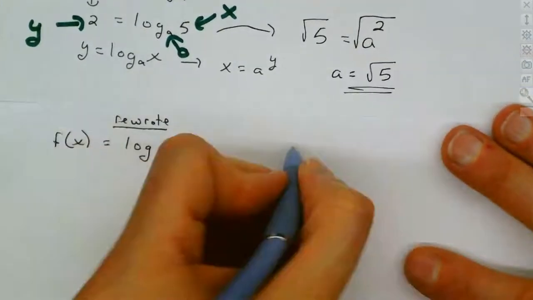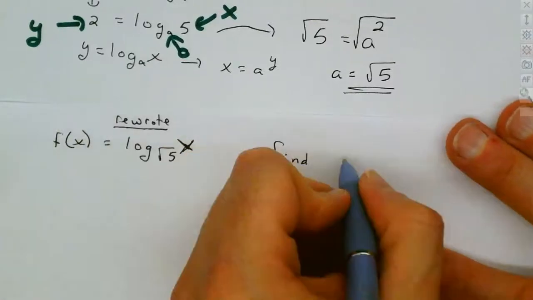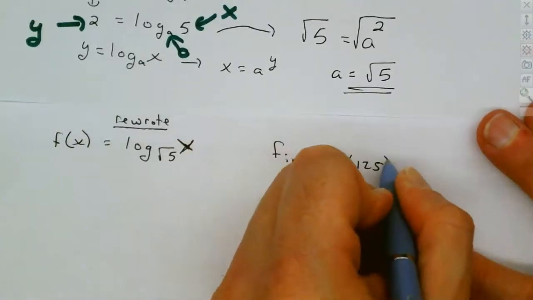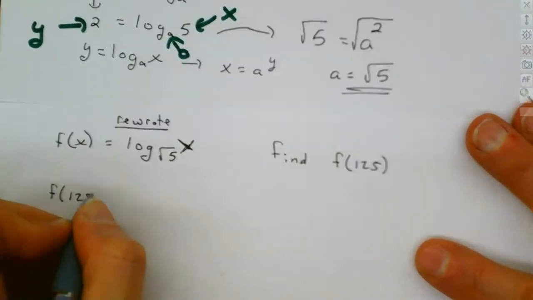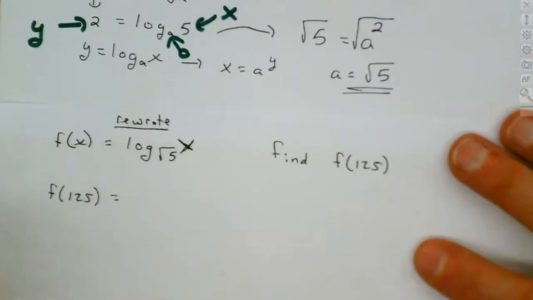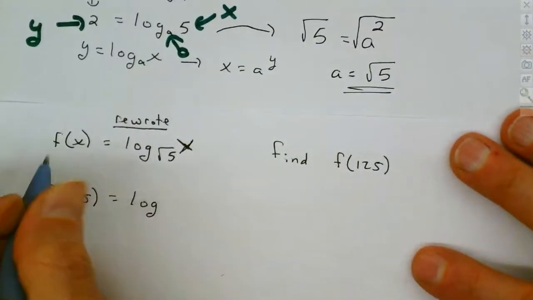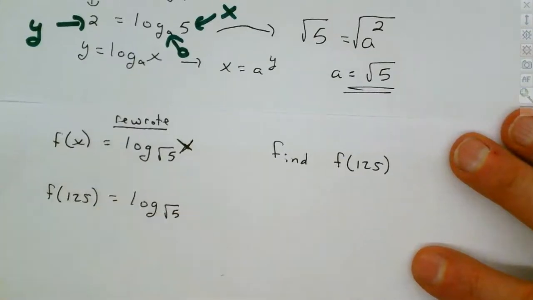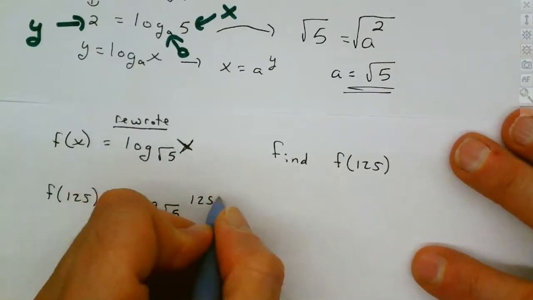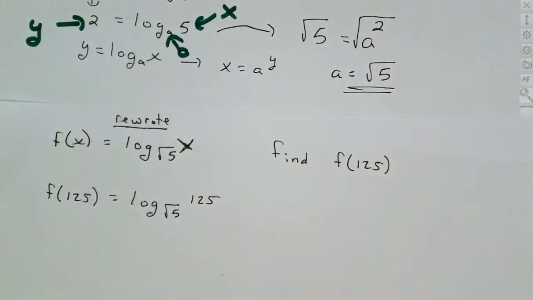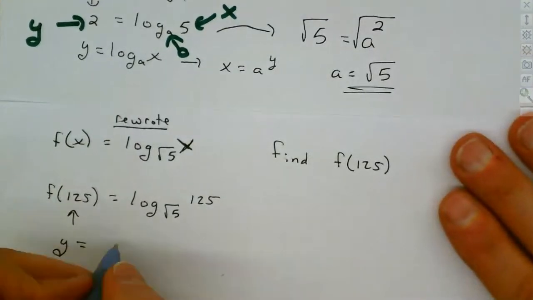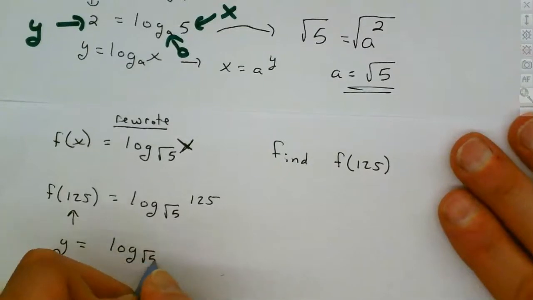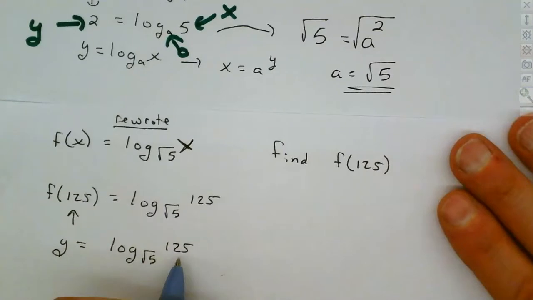And now I want you to find, so this is the second part, now I want you to find f of 125. So f of 125, when I plug my value in, is going to be log of the square root of 5 for the base of 125. How do I convert this and work with this? Well, this is your y. So I can rewrite this as y equals log base the square root of 5 of 125.